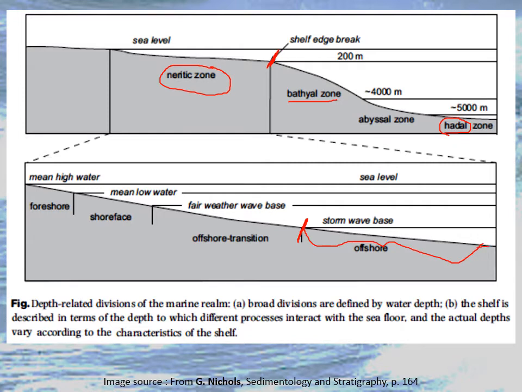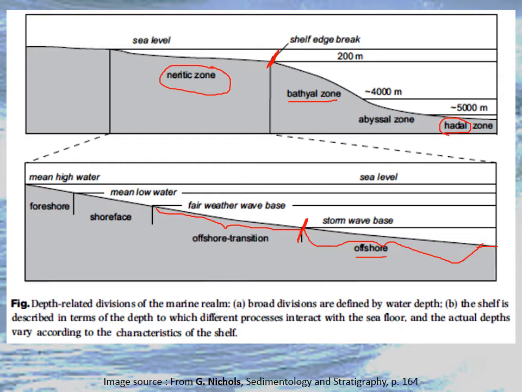That means it is the distant part from the shore. The far seaward portion of the neritic zone, or the far seaward portion of the continental shelf, is known as offshore, and it is bounded by the shelf edge break at one end, and at the other end by the storm weather wave base. The portion from the storm weather wave base to the fair weather wave base is known as offshore transition.